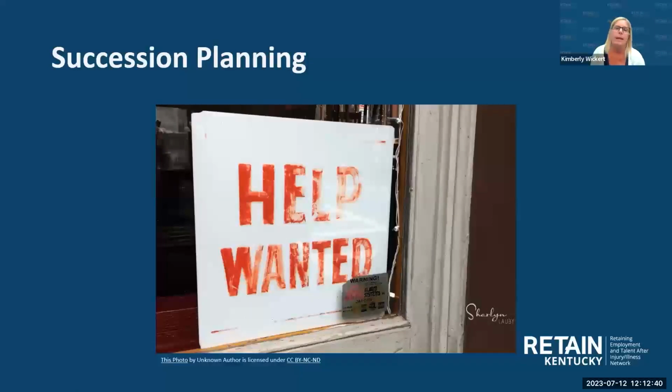So succession planning is a process and strategy for replacement planning or passing on leadership roles. It's used to identify and develop new potential leaders who can move into leadership roles when they become vacant.